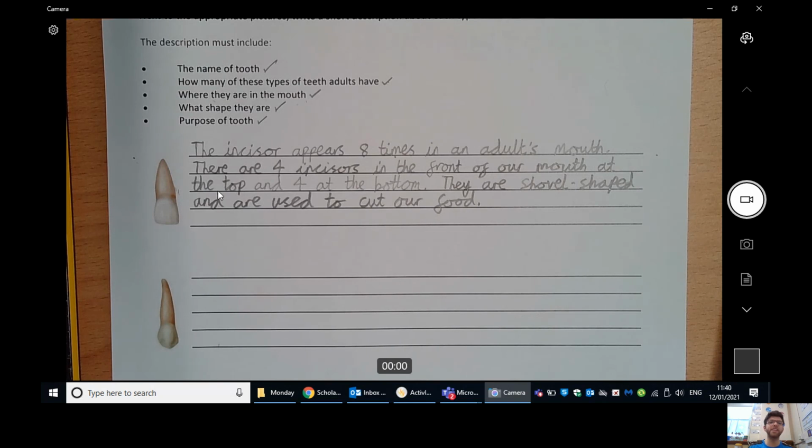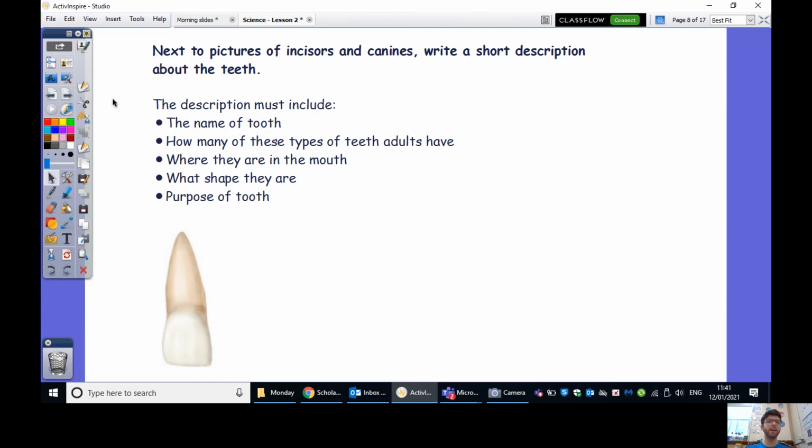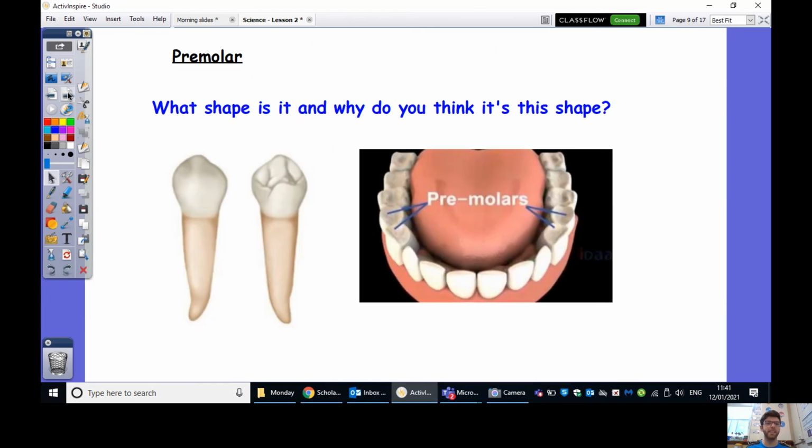Excellent. So hopefully you have finished those two paragraphs here for the incisor and the canines. Let's go back to the presentation now. So now we're going to move on to our next two teeth. So we have got the premolar. So what shape is it, and why do you think it's this shape?